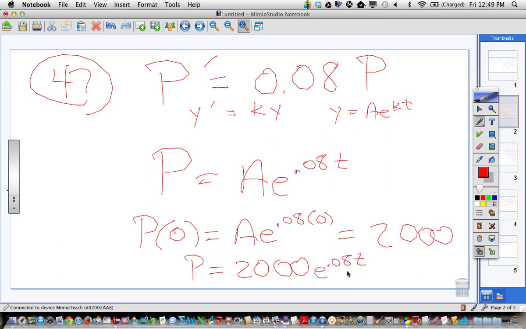And now they say what, 10 years later? You put a 10 in for t, work that on your calculator, and there you go. Okay, so if we have a problem like that, it should be pretty easy, right? Especially if I can give you the equation.